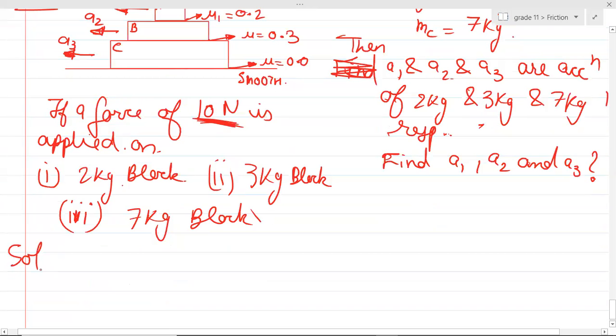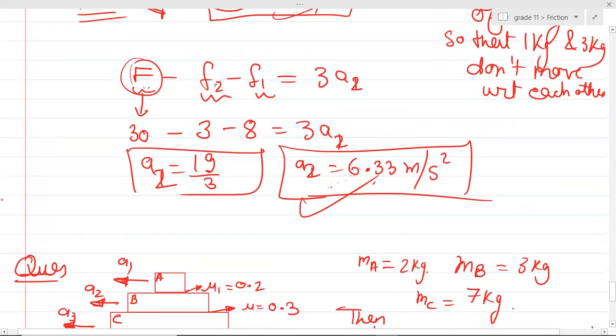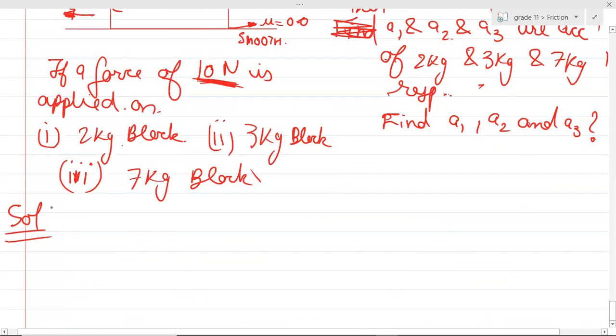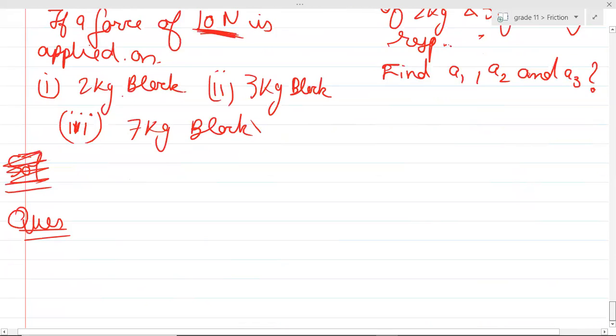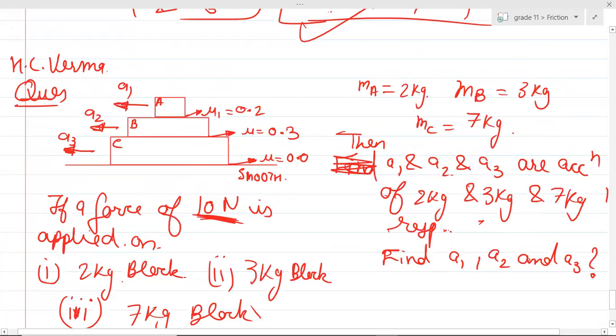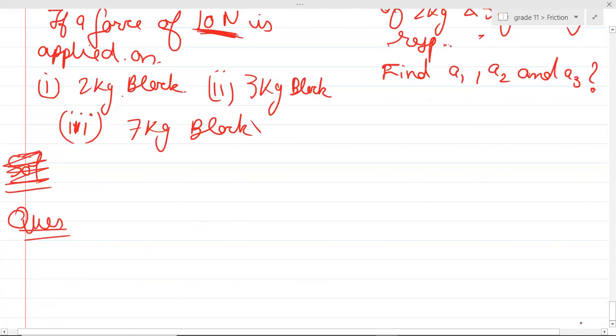This problem is from H.C. Verma, friction chapter. So try to do those. I'm telling you the source as well, because even if you know the source and the solution, it will be like, "Hey, sir, please explain." So, anyways, next question.